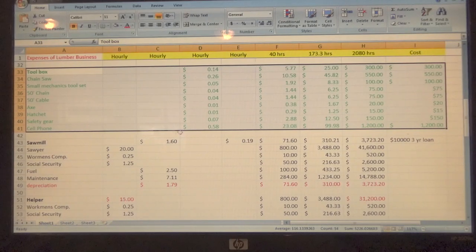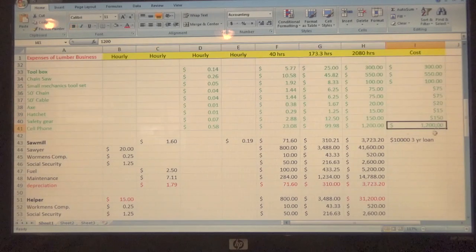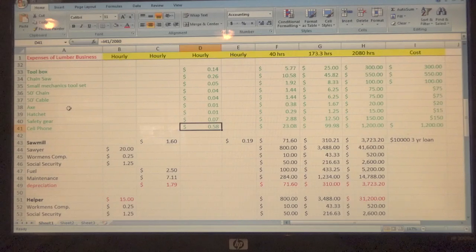Yes, cell phone. So if you have a $1,200 a year payment on a cell phone, you can break that down into the hour, and it costs you 58 cents an hour to have a cell phone. All of these things could be added to either a toolbox, or they could be truck accessories. You could call it a work package and include all this.